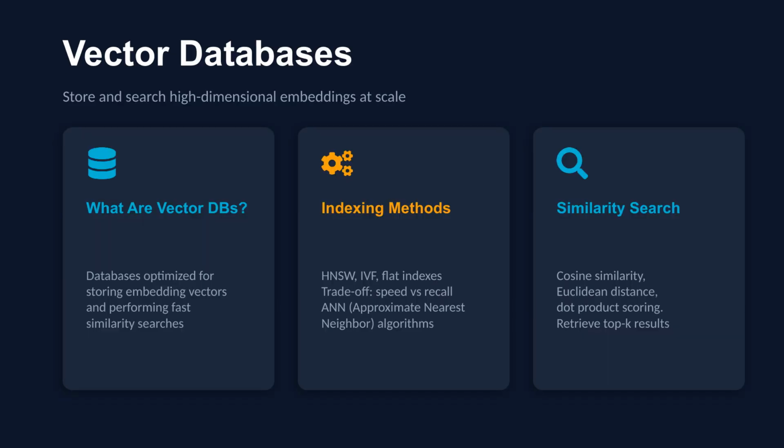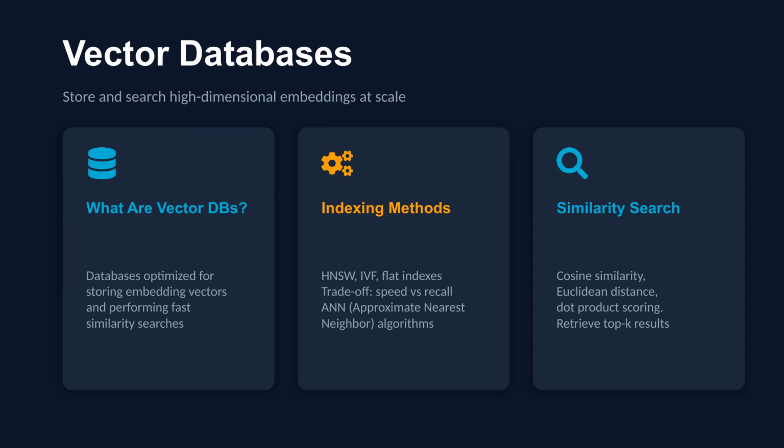Vector databases are built for one thing, storing embeddings and searching them fast. An embedding is a list of numbers that captures the meaning of text. Similar texts have similar vectors. These databases use special indexes. HNSW and IVF are the main ones. HNSW builds a graph for fast approximate search. IVF clusters vectors into groups.